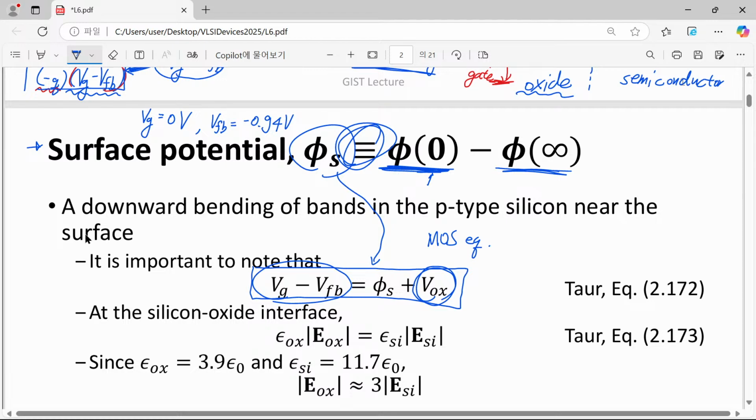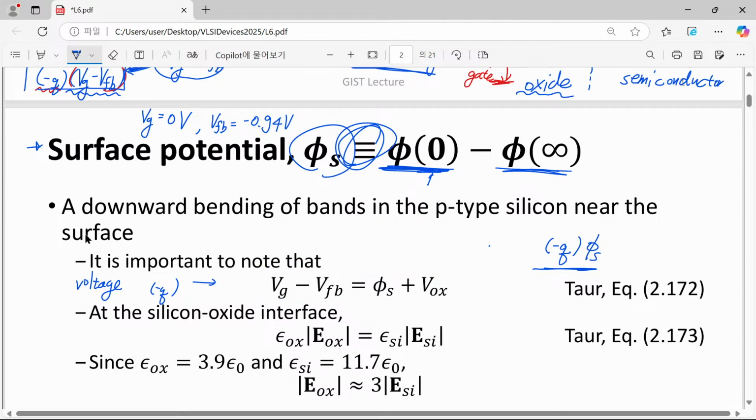Of course, if we say energy bending, then we must multiply phi s by minus q to convert into the eV energy scale. But right now we are just writing all quantities in the voltage unit system, so it's okay to just write phi sub s. If we are really talking about energy bending, then we must multiply minus q to the left hand side and right hand side of this equation. But right now we are just using the volt unit equation.